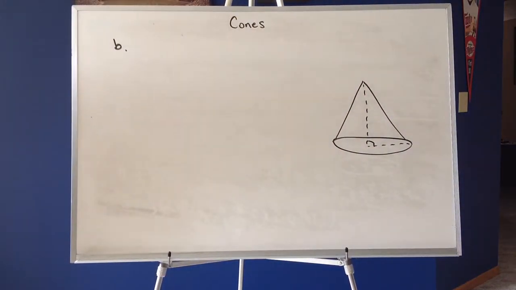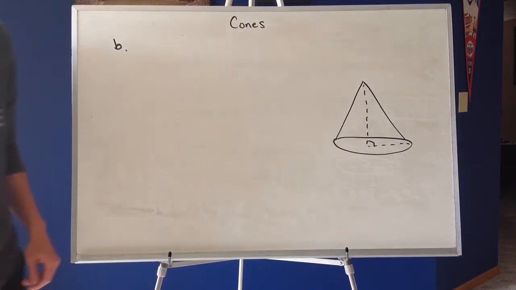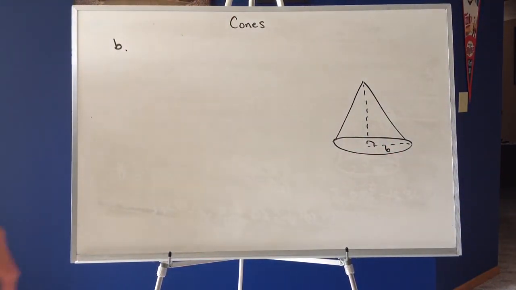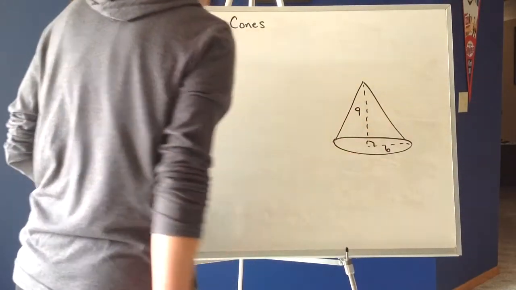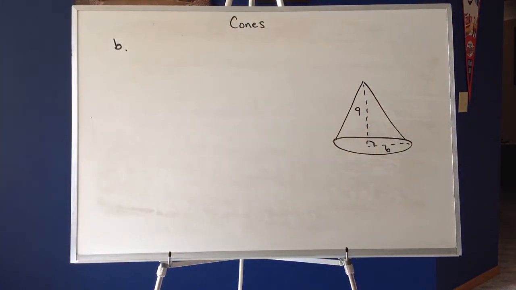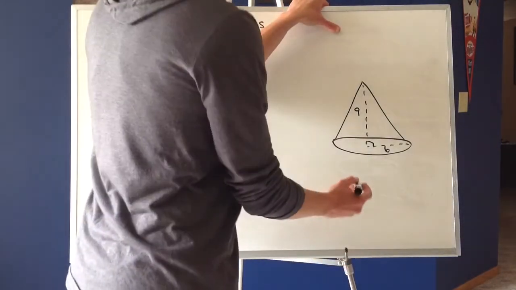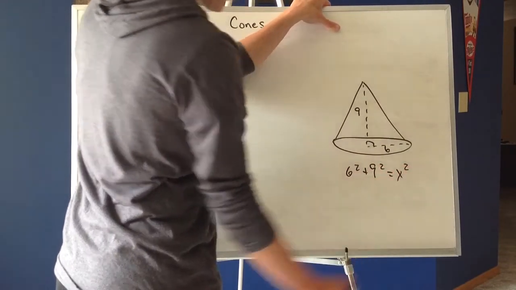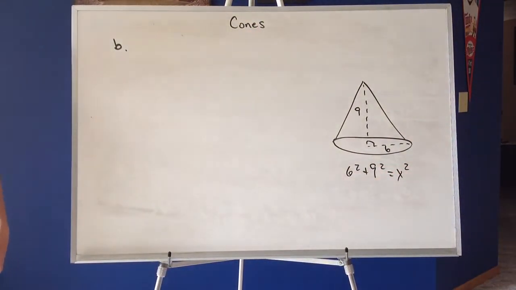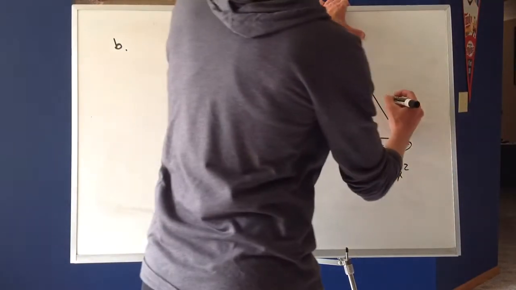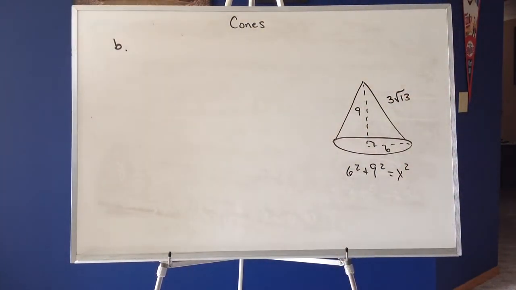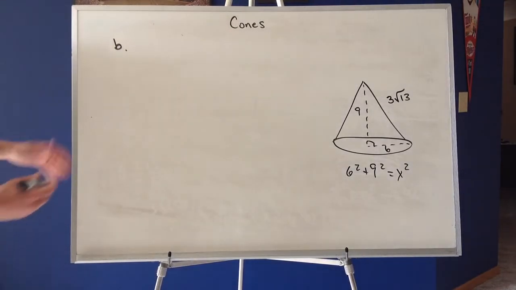All right, so for the next one, they give us a diameter of 12. Okay, so if diameter is 12, that means radius is 6, and they give us a height of 9. Okay, so first thing we probably want to do is find that slant height because we're going to need it. So it would be 6 squared plus 9 squared equals your slant height squared. Okay, that one is not a Pythagorean triple. If you go through and you simplify it, you will get 3 square root of 13. Okay, once you have that, you then have everything you need.